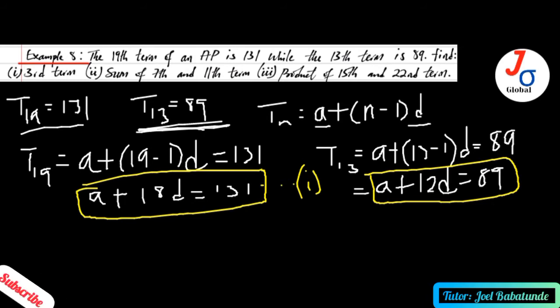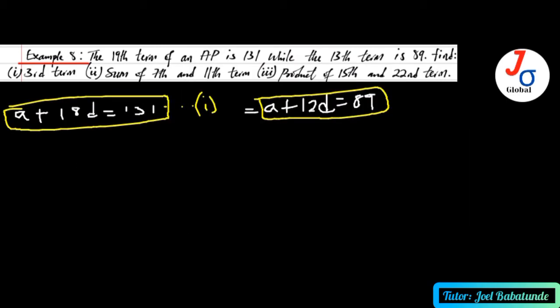So we have two equations: A plus 18D equals 131, and A plus 12D equals 89. How do we solve this question? We have to solve both equations simultaneously. So we have these two equations: A plus 18D equals 131, then A plus 12D equals 89. We're going to solve this simultaneously using the elimination method, subtracting equation 1 from equation 2.